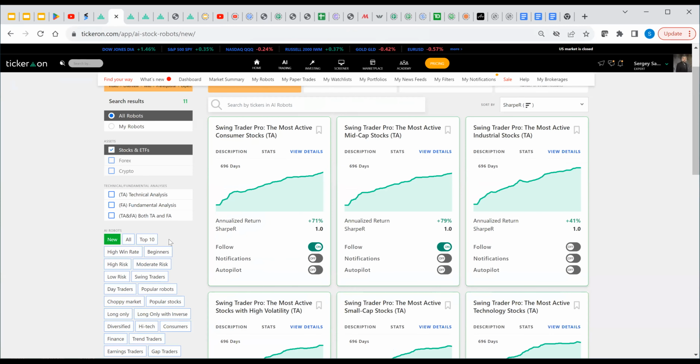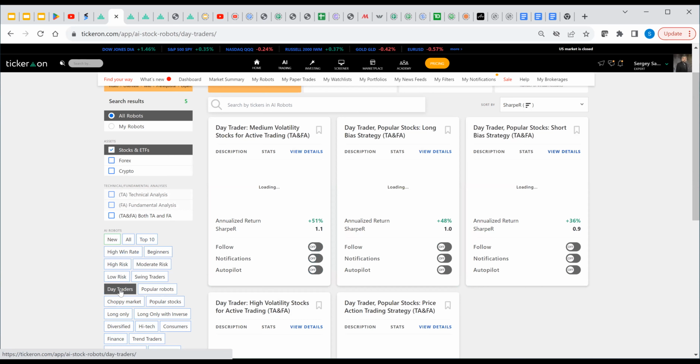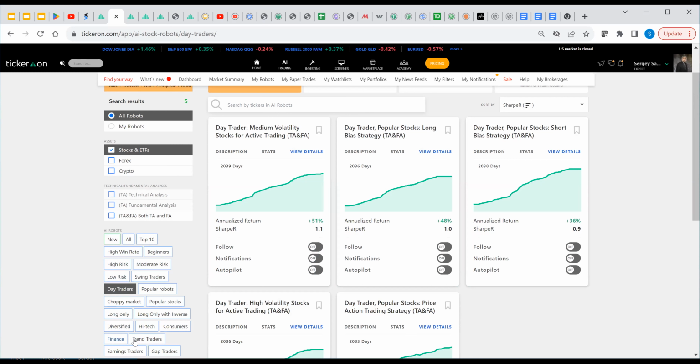So, for instance, every week our experts look for the top 10 they believe perform well and might continue to perform well. This is a high win rate. This is for beginners, you see. And then obviously every robot might have a high risk, moderate risk, or low risk. This is for swing traders, okay? So this means it's all swing traders, and this is all for day traders. Okay, so as soon as you select some of these, it's going to allow you to filter the robots.